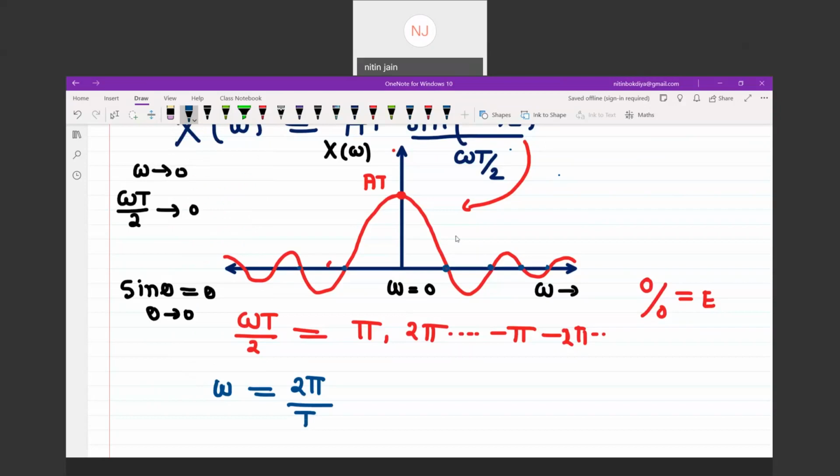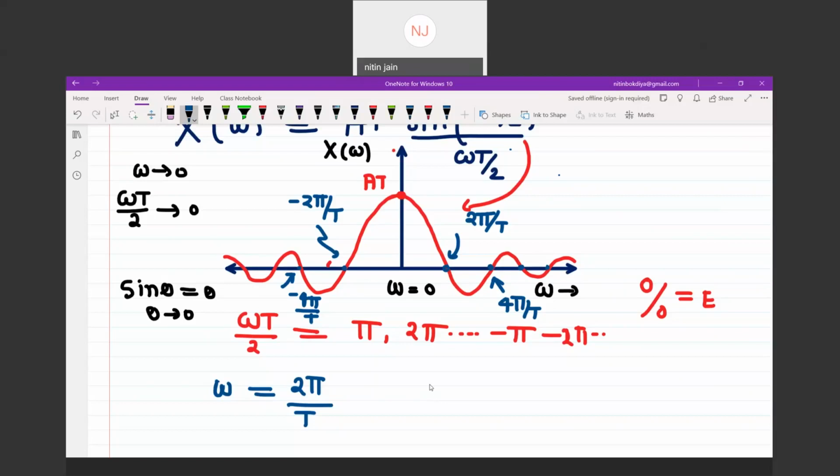So I can say this point has coordinate 2 pi by T. This point has coordinate 4 pi by T. This point has coordinate minus 2 pi by T. This point has coordinate minus 4 pi by T. So this is the idea for this question.